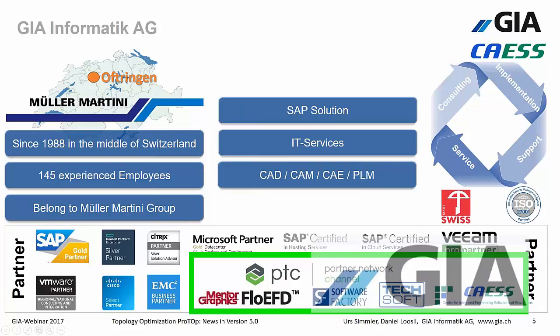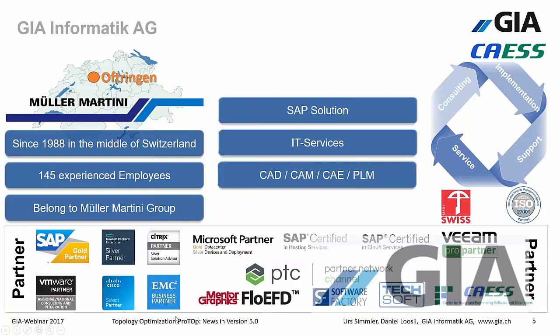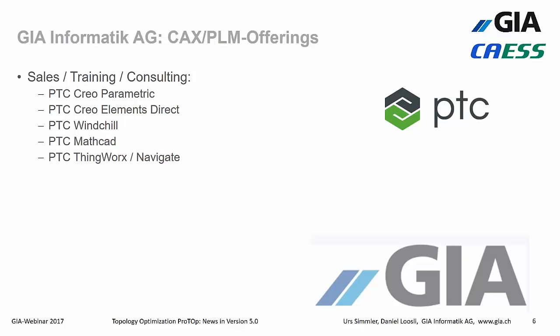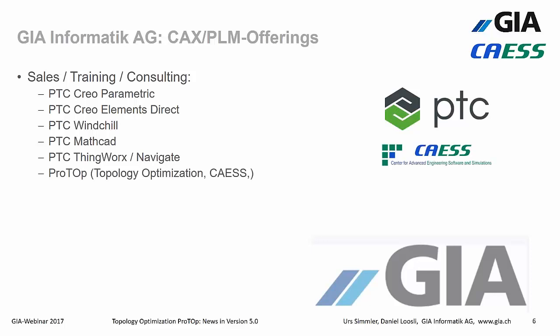Our main partners are those companies here. The offerings of this CAX group are sales, training and consulting with the PTC Creo Parametric solutions, and of course in PTC we also have a second CAD system called Creo Elements Direct. We are also handling PTC Windchill and PTC MathCAD, ThingWorx and Navigate.